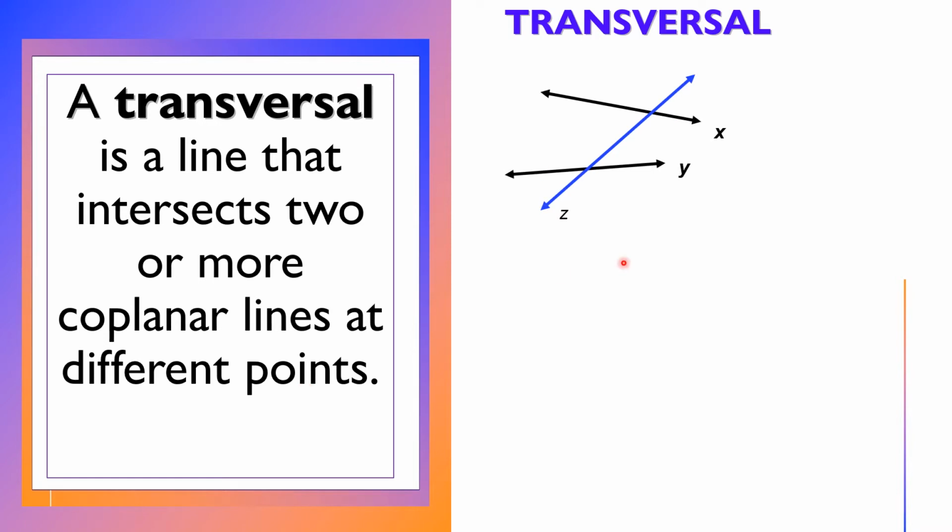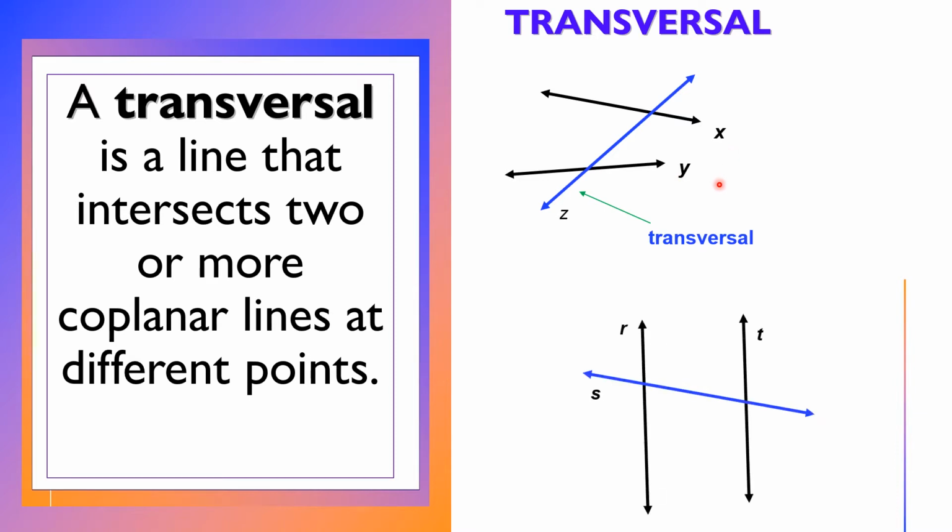So for example, in this figure, line Z is the transversal because it intersects line Y and line X. Another, we have line S is a transversal. So this intersects line R and line T.